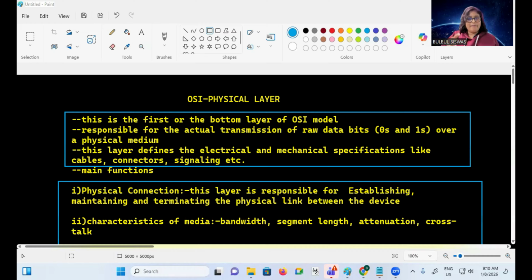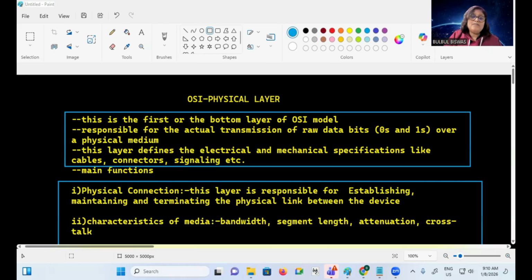So far, I think you have developed a concept of how data communication takes place when we, human beings, interact with the system, whether it is a computer, laptop, or mobile. We are interacting with the internet. What happens? How does data go through?